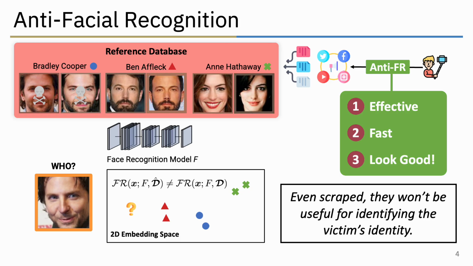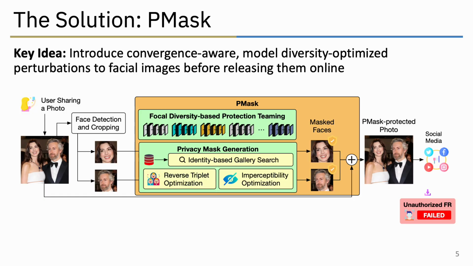To be qualified as a useful anti-FR solution, it must be effective, especially when we don't know which FR model will be used by the privacy intruder. Also, we don't want to wait for a long time before sharing our photos online, so it has to be fast. Finally, of course, we want to ensure the protected photos look nice. No one wants to share photos with the face being seriously distorted to avoid face recognition. With all these requirements in mind, we introduce an anti-FR solution called PMask.